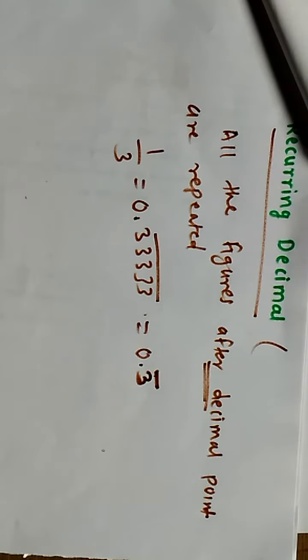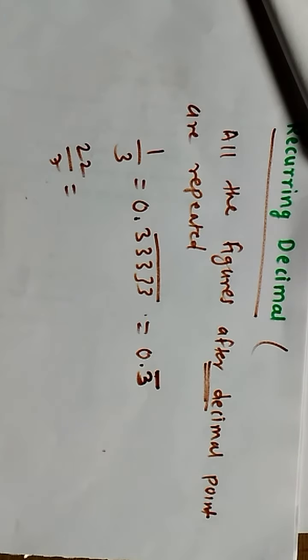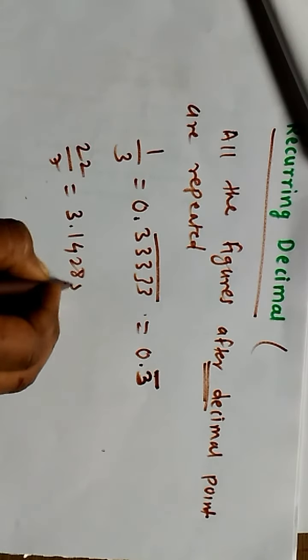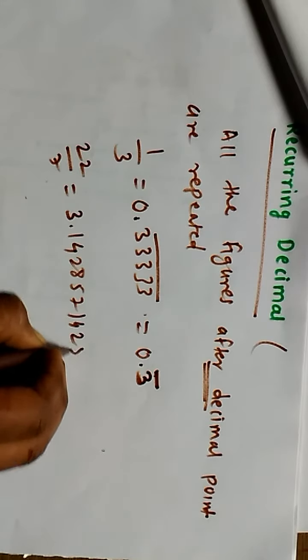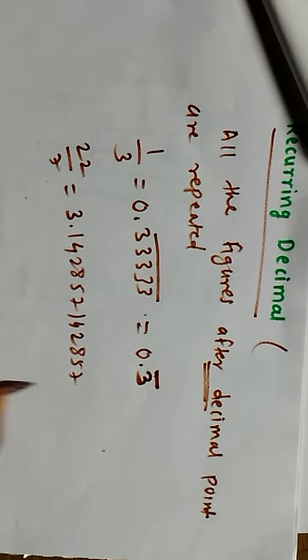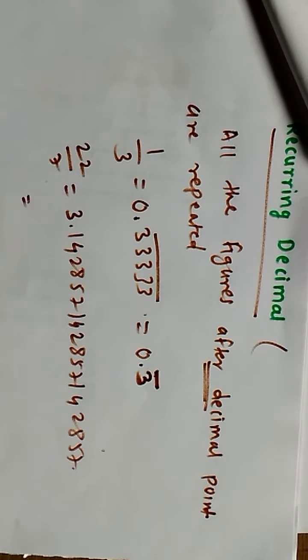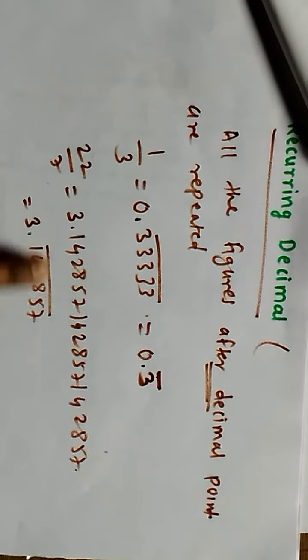Next, suppose I take another example, the value of pi, that is 22 by 7. The value of pi is 3.142857, and it is also repeated. 142857, also 142857, repeated. So it's written as 3.142857. The set of these numbers is repeated again and again, so write a bar on this number.